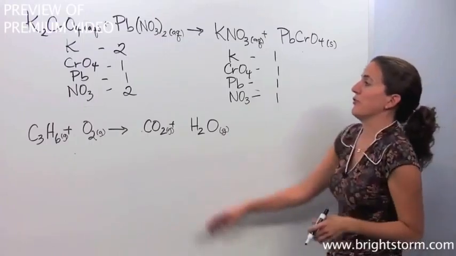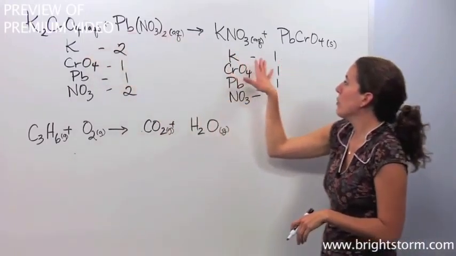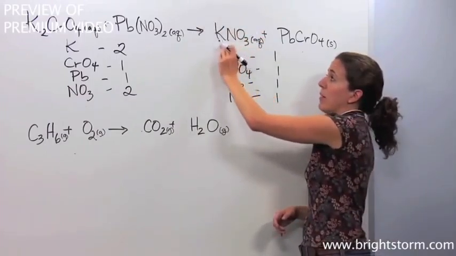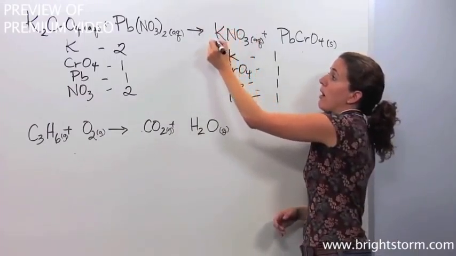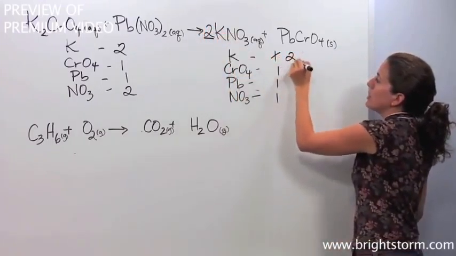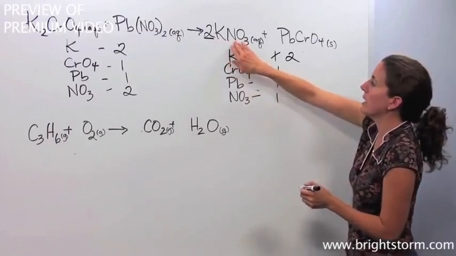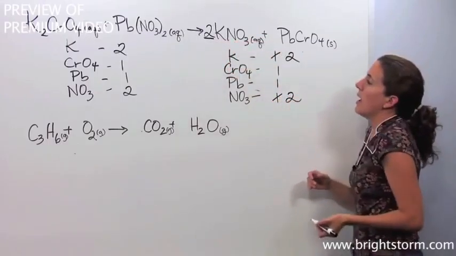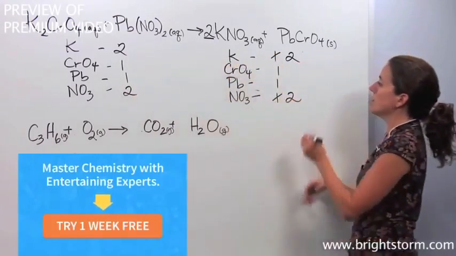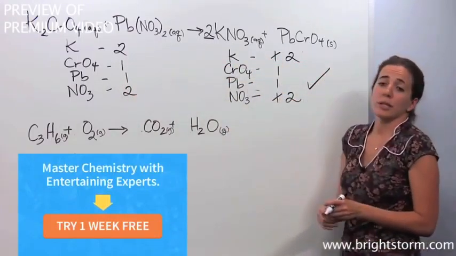Okay, so let's deal with the first one first. Potassium, we have 2 over here. We have 1 over here. I do not want to put a 2 within the compound itself. I do not want to change this at all. I want to put it in front. So I'm going to make that 2. So I'm going to have 2 potassiums over here, but that also changes my nitrates to 2. And let's see. So we have 2, 1, 1, 2, 2, 1, 1, 2. Looks like the whole thing's done. We are good to go.